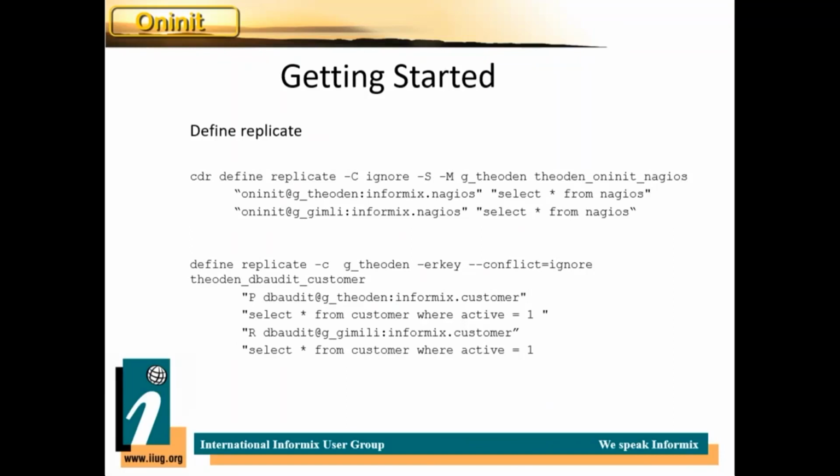The scope we've got there, I think might be a bit missing. We're connecting to G Theoden. We're calling the replicant Theoden Oninit Nagios, and then we've got the select statements that we'll be using to actually generate the replicant. So we're going to be selecting star from Nagios at both ends.